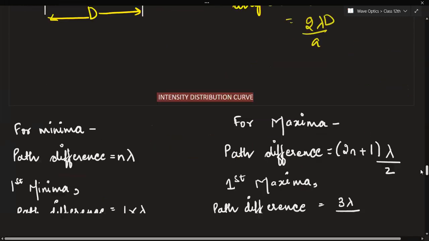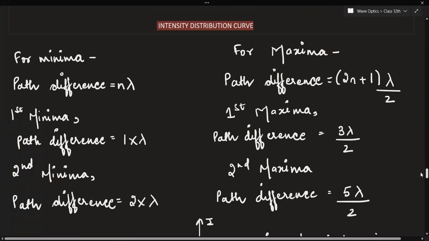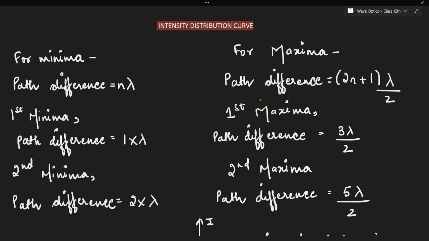See, for the intensity distribution curve, we'll see values for each. Like for path difference, that is n lambda. So first minima will be 1 lambda, second minima will be 2 lambda, third minima will be 3 lambda, and like this it will keep on moving. For maxima, the path difference n's value will be different. So it will be 3 lambda by 2, 5 lambda by 2, 7 lambda by 2, and all the odd values.